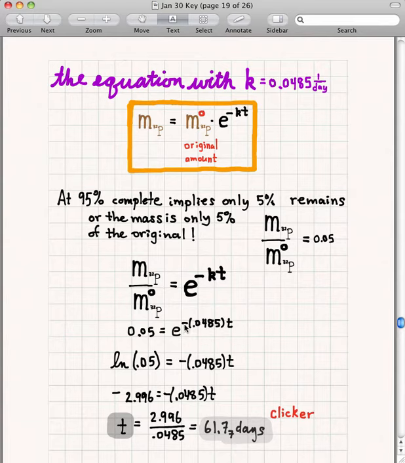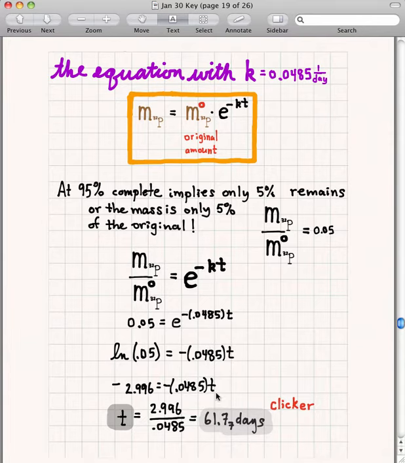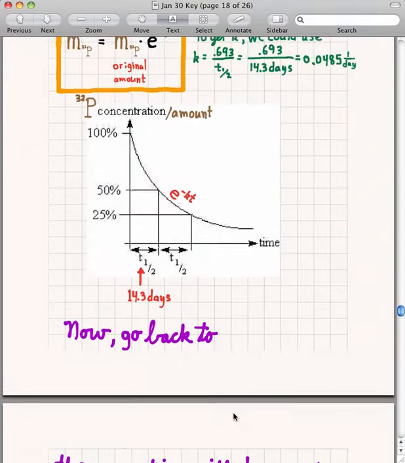Get rid of that e to the x by taking the natural logarithm on both sides. Take the natural logarithm of this, take the natural log of that, and that cancels the e to the x. And voila, I solve for t. Yeah, that kind of makes sense. 62 days to go to 95% completion.